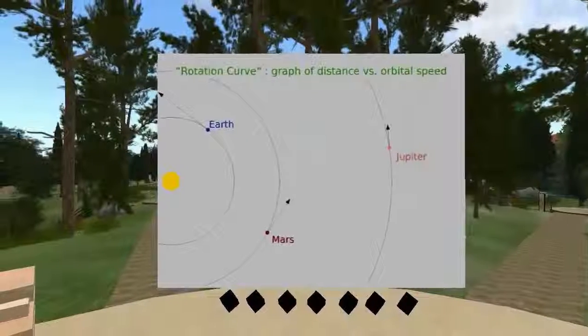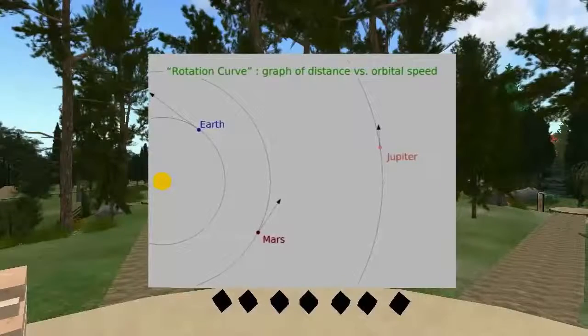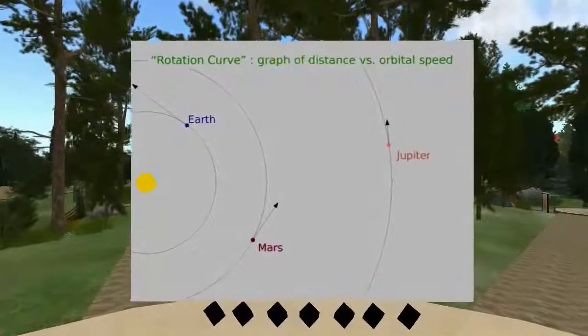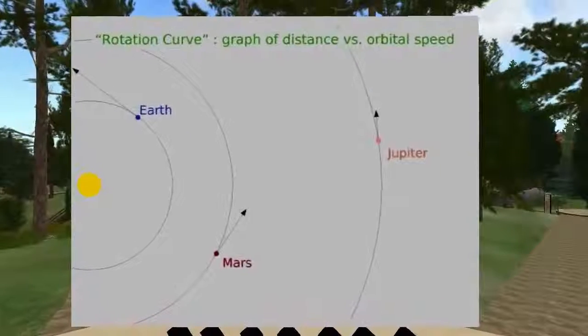But first I want to talk about rotation curves. What is a rotation curve? It's a graph of distance versus orbital speed. Although actually I said that backwards. Usually it's plotted orbital speed versus distance. So what do we mean by orbital speed?